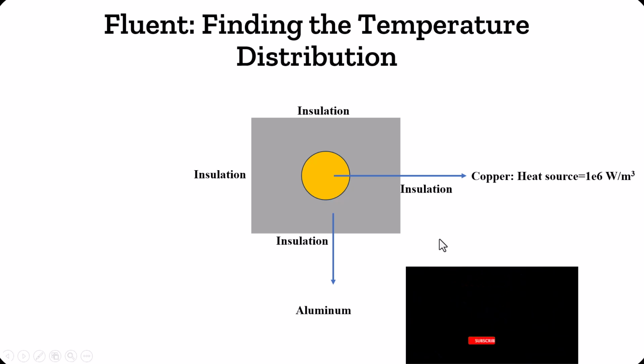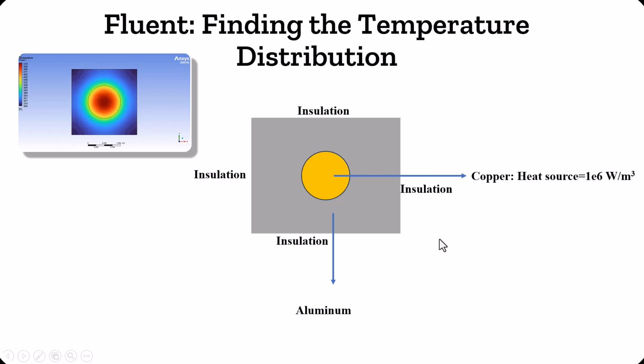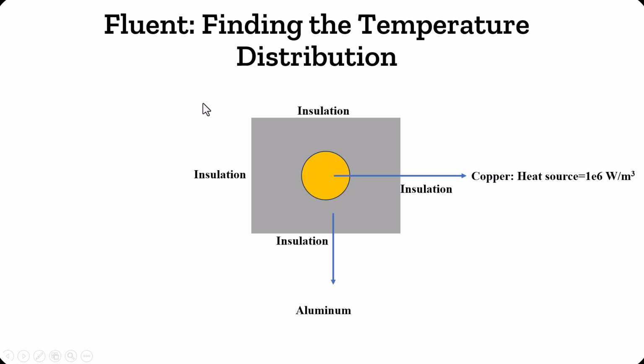Welcome. In this video, I'll show you how to find the temperature distribution of a model with two solid domains. In this model, all boundaries are insulated, and we only have a heat source inside the domain. This domain is copper and its source value is equal to 1E6. The unit is watt per cubic meter.